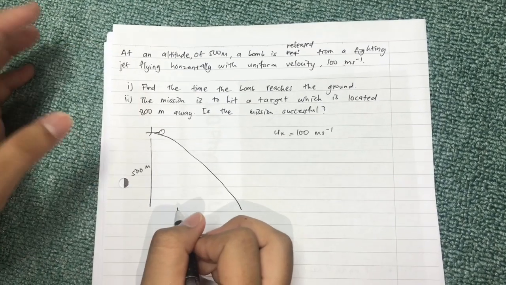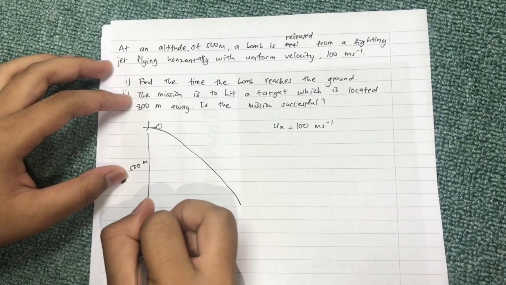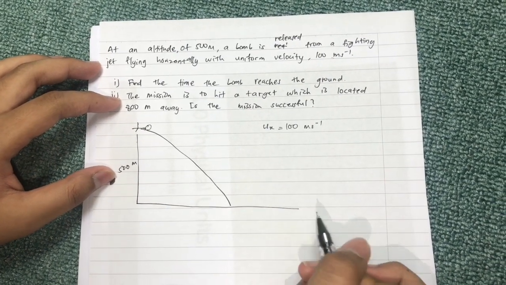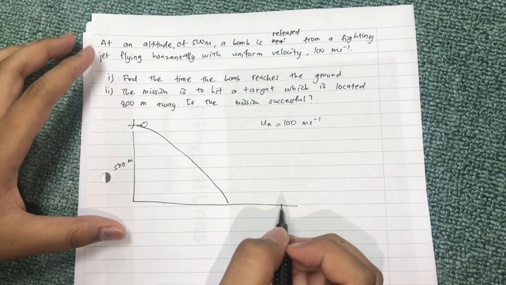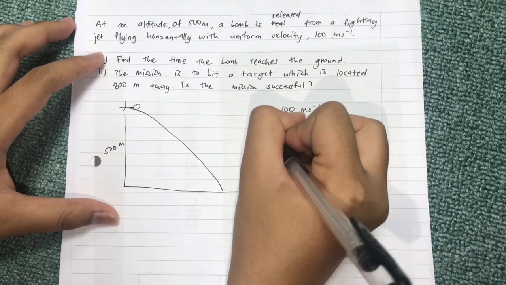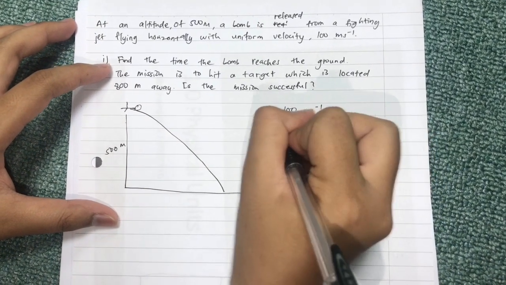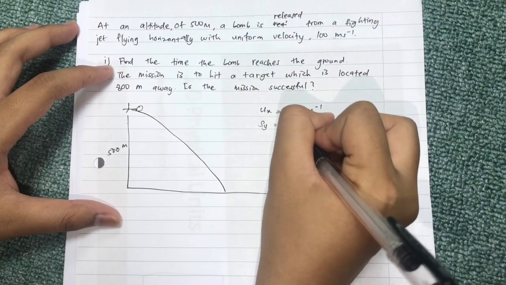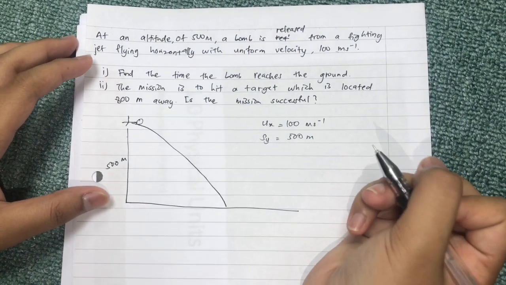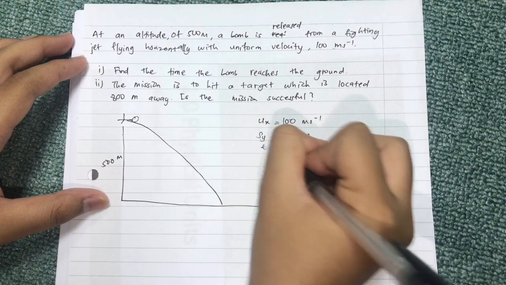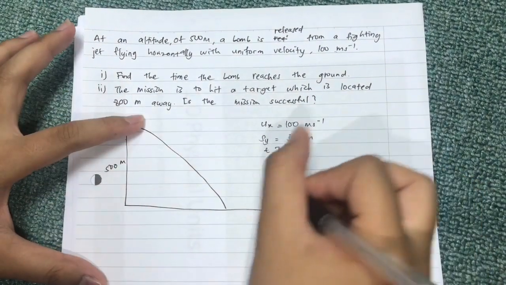It asks to find the time the bomb reaches the ground. This is the ground. So we have the Sy, that is the displacement in y direction. It is 500 meters, and it wants the time. We can use this formula.